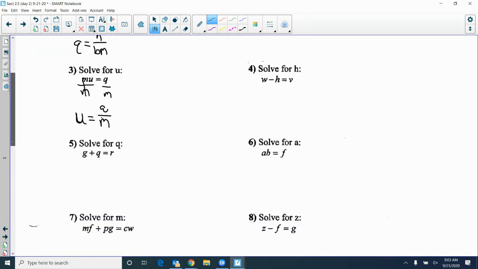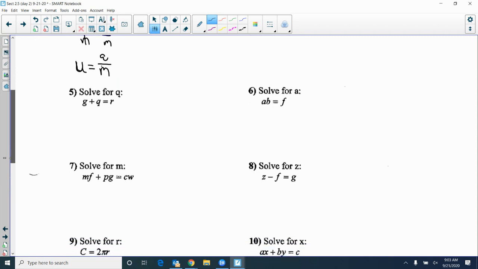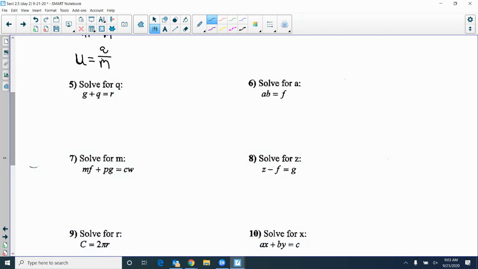All right, number 5. Again, now we're solving for Q. G plus Q equals R. Who wants to walk me through this one? Grant, go ahead. Subtract G from both sides. All right, very good. I'm gonna subtract G from both sides. So I'm gonna write it like this. There's my G. Subtract G. I know those will cancel out. Grant, tell me what to write here. Q equals R minus G. All right, nice work.